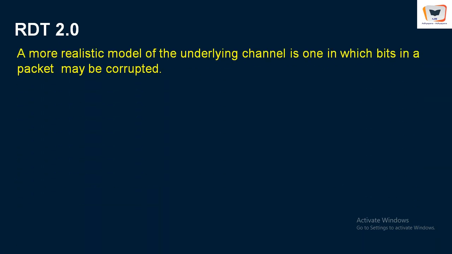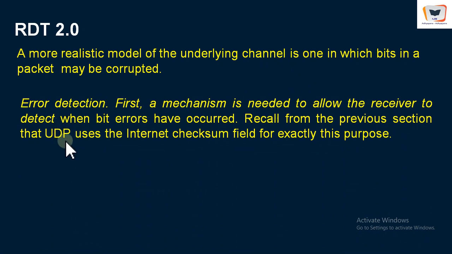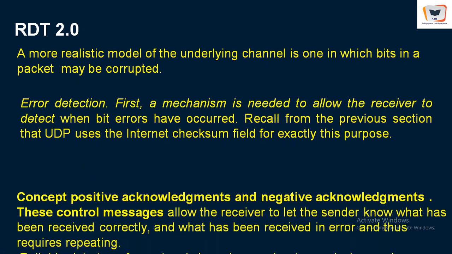Then came RDT 2.0. The channels showed some creation of errors, and it presented a more realistic model of the underlying channel where the bits in the packets went corrupted. And this initiated an error detection mechanism. Okay? A mechanism was needed to allow the receiver to detect when bit errors have occurred. I think my respected viewers may recall from the previous section that UDP uses the internet checksum field for exactly this purpose. Internet checksum is meant for detecting errors.